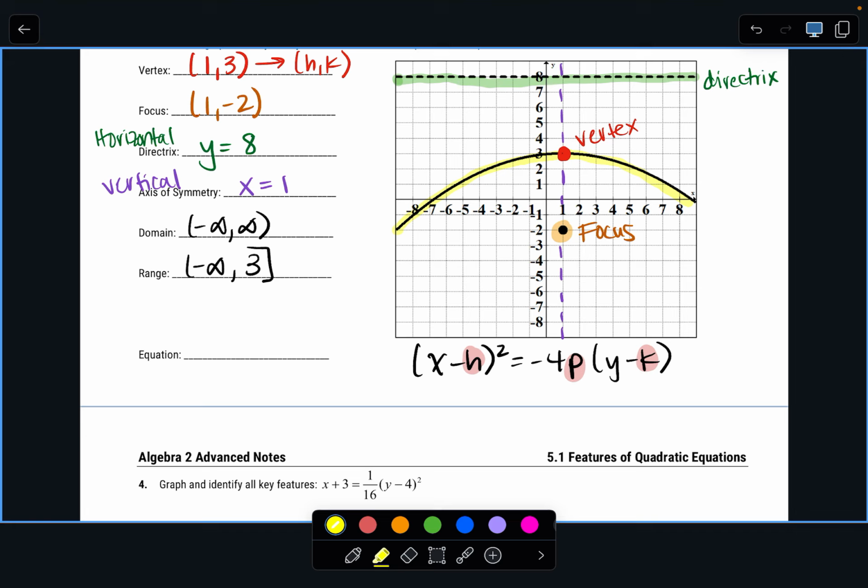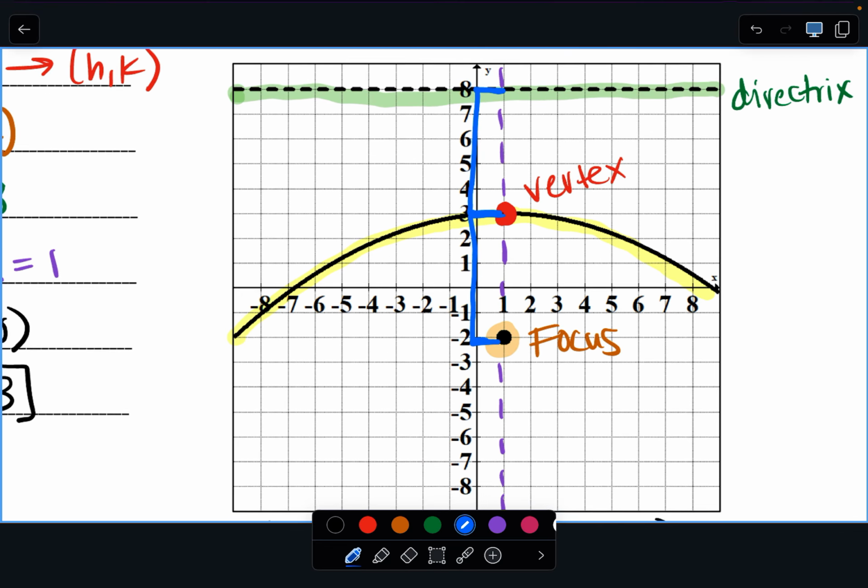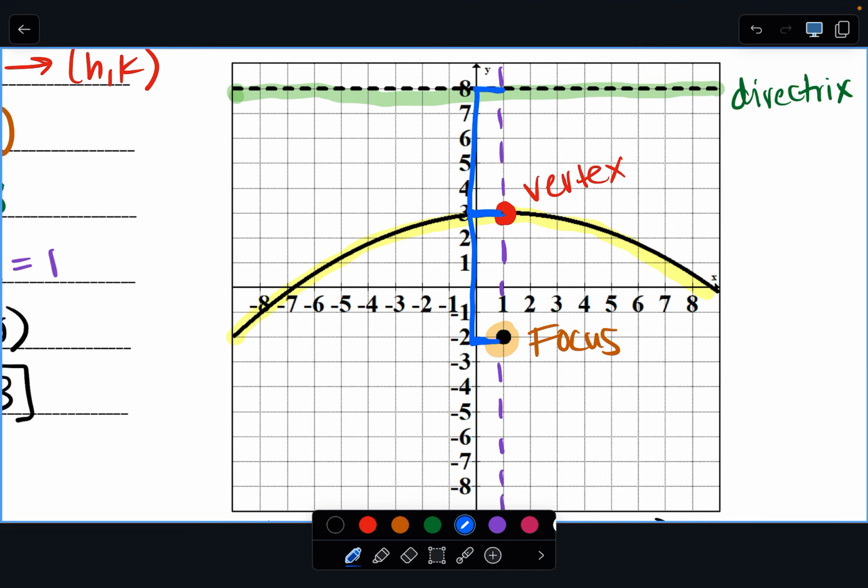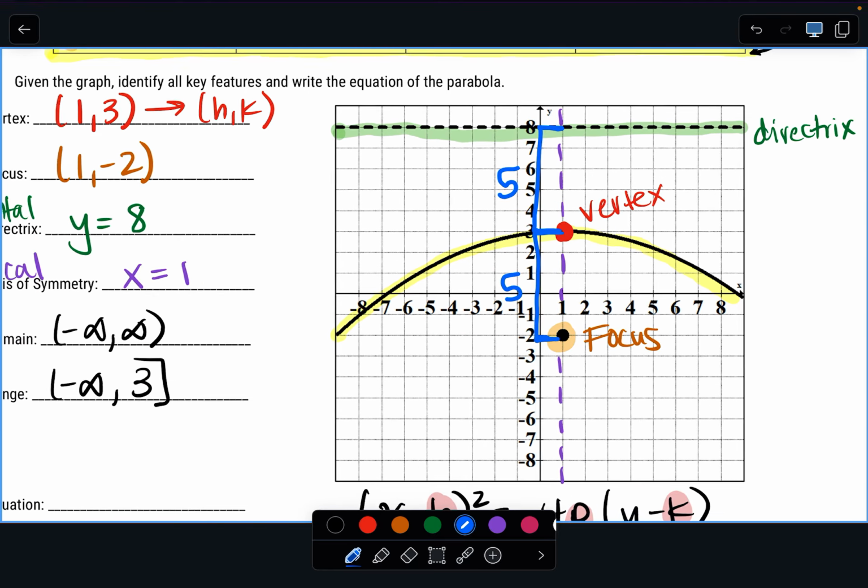Now, to write the equation, we have h, we have k. The only thing we're missing is p. And so all you have to do is either count from your directrix to your vertex or from your vertex to your focus. It does not matter which one you pick. What you'll notice is they should be the same distance. So 1, 2, 3, 4, 5. 1, 2, 3, 4, 5. So this means my p-value is 5. It should always be the same number because it's equidistant between both.